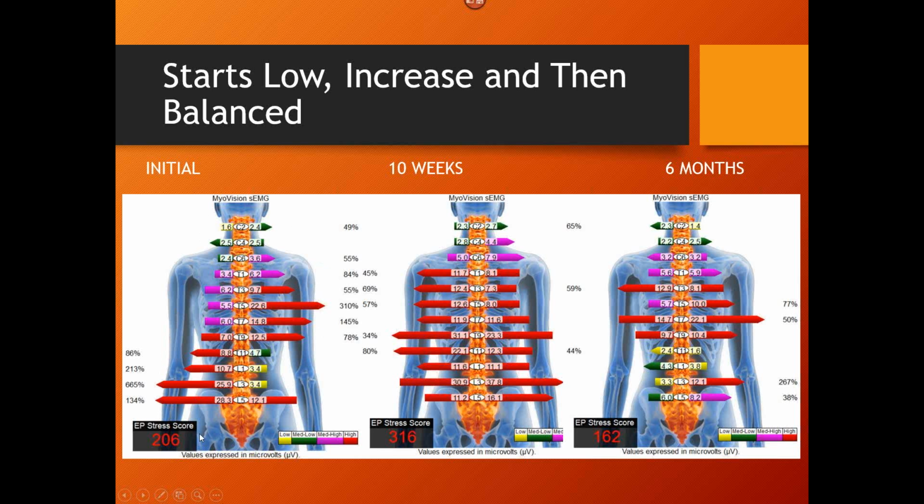You can see the readings started at 206. At 10 weeks, they start firing more normally, which is an increase to 316. And here they are at 6 months. They've dropped by about 30% over time. So the concept here is, again, baseline, and this is the fatigue state, starting with fatigue state, and then again over time.